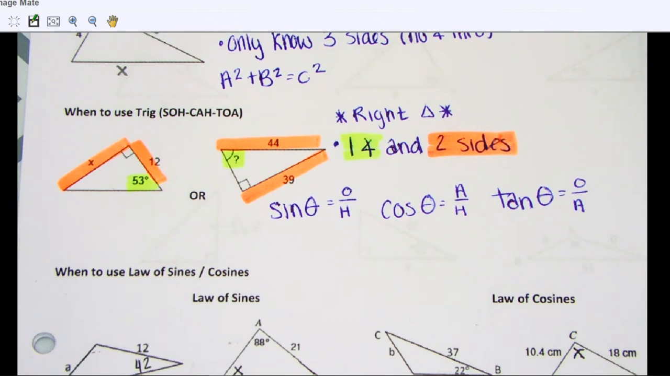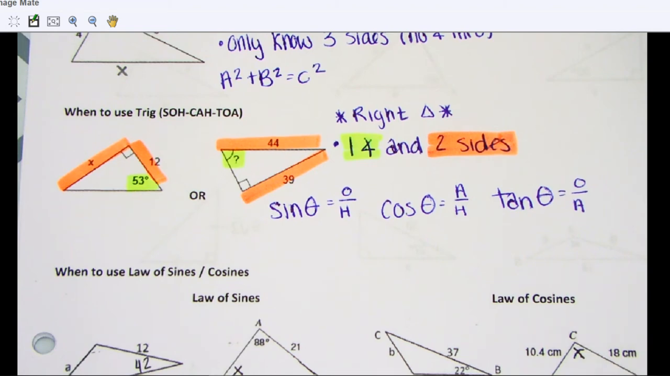So the trick with SOHCAHTOA, it's got to be a 90 degree angle. It has to be a right triangle. Okay? It's different from Pythagorean theorem because with Pythagorean theorem, I don't know any angle information. Half the battle with these problems is making sure that you can identify the correct method. Okay.